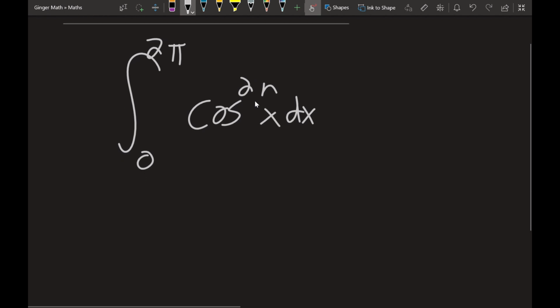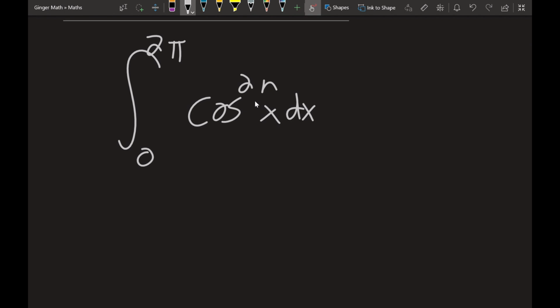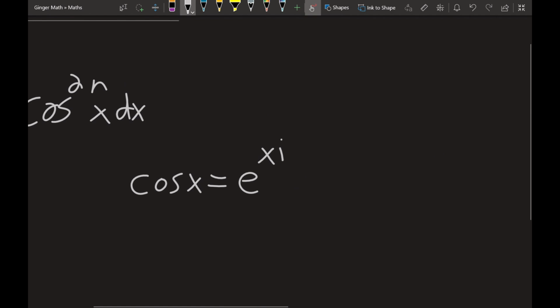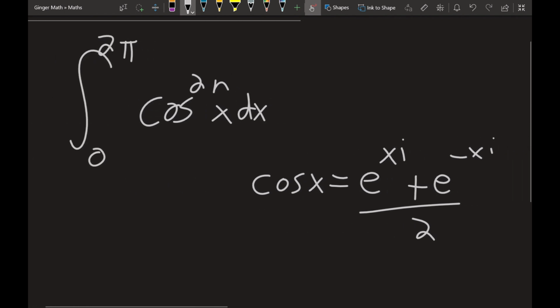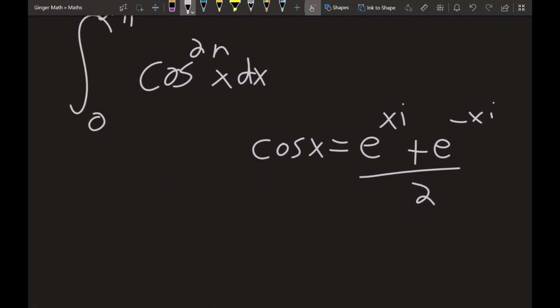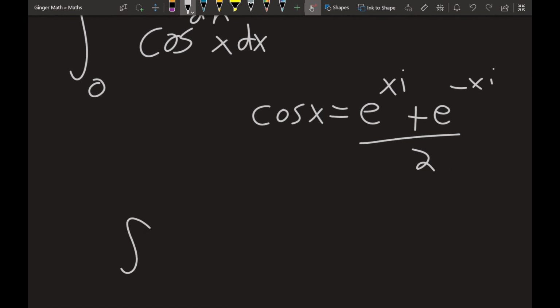So to actually get started, enough talk, what I'm going to do is just express cosine in terms of e to the x. So we have cos of x equals e to the xi plus e to the minus xi over 2. And I'm just going to sub that in real quick. So we're going to have the integral from 0 to 2 pi of e to the xi plus e to the minus xi, and then that's going to be to the 2n power dx.